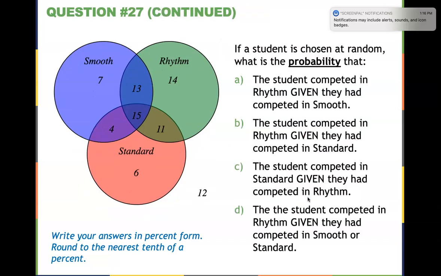And then next we've got the student competed in standard given they had competed in rhythm, which is the exact opposite of what we did in B. So looking at rhythm as your population, you've got 53 people. Of these 53, 26 of them competed in standard.